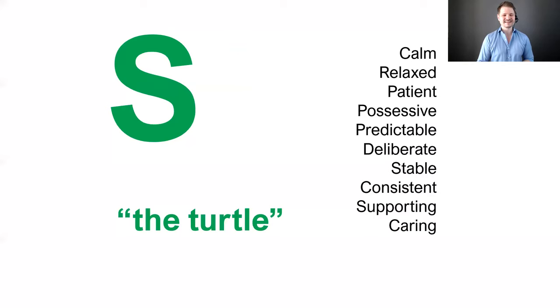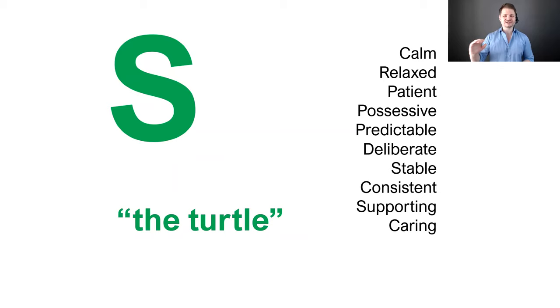Third type, right? S-type. S stands for what? Yes, steady. Exactly, steady. The S-type we can summarize as the turtle. And I'll tell you why the turtle in a second. They're calm, relaxed, patient, possessive, predictable, deliberate, stable, consistent, and so on. The S-type's greatest strength is they're very, very consistent. Very, very steady, right?